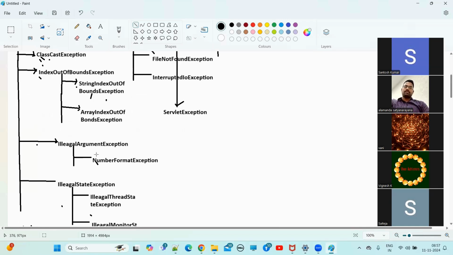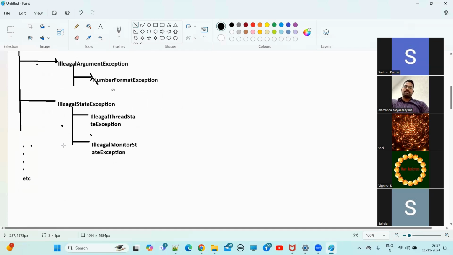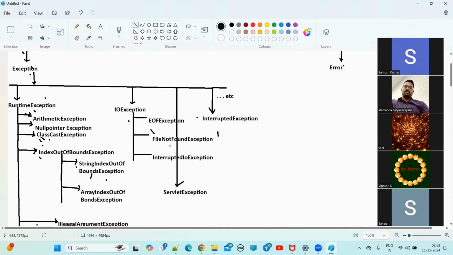For IllegalArgumentException, we have one more child class. What is that one, guys? NumberFormatException. Understand? Again, for RuntimeException, we have one more child class called IllegalStateException. For IllegalStateException, we have two more child classes: one is IllegalThreadStateException, and another one is IllegalMonitorStateException. Understand, guys? So these are the child classes I have listed. We commonly use these child classes, that's why I have written all of them, guys.